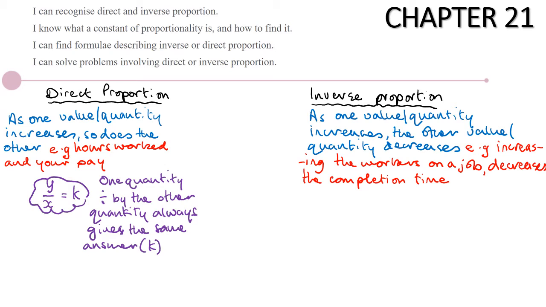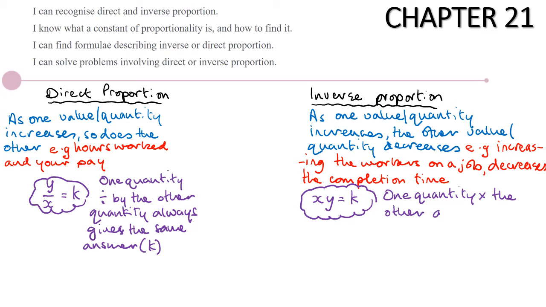Whereas with inverse proportion, it's not about dividing. If you multiply your values, you're always going to get the same answer. So one quantity or value times the other always gives the same answer. If you just remember that one is about multiplying and one is about dividing, that should help you remember. Now, how are we going to remember which one is which?